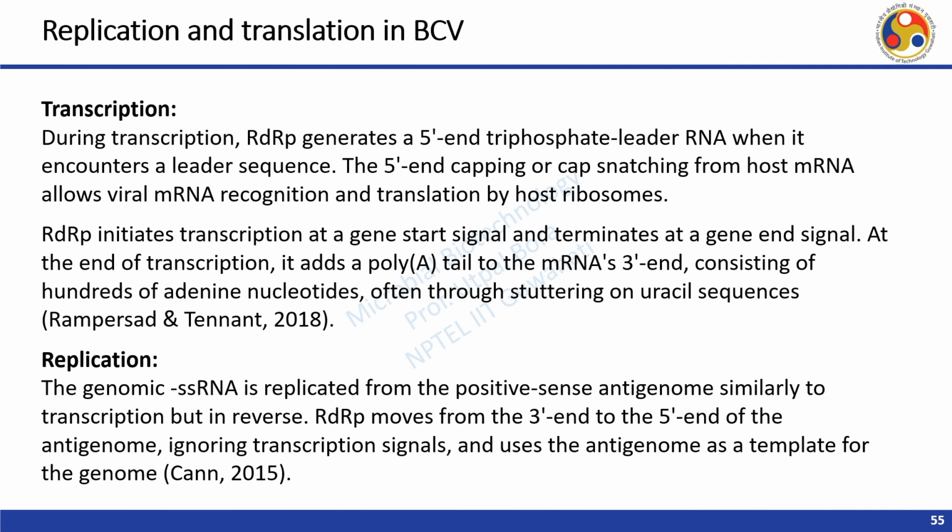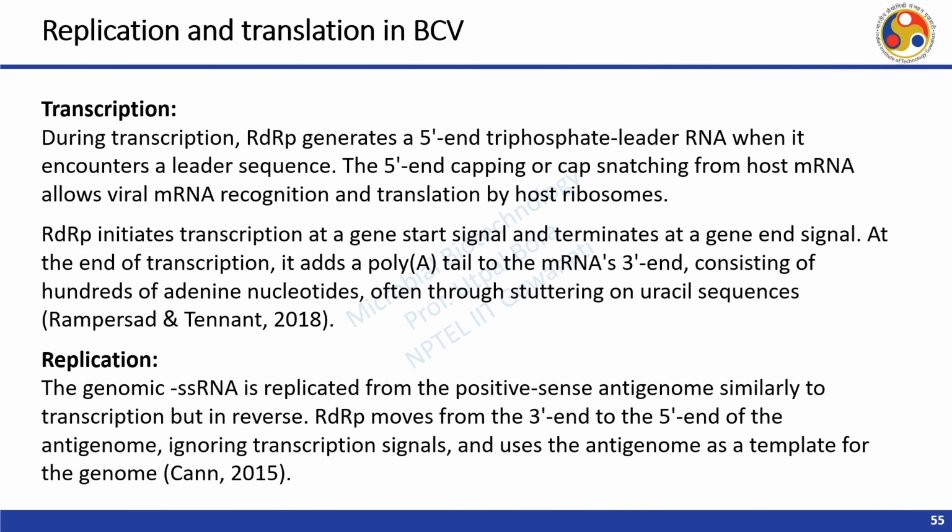How does the replication and translation happen in Baltimore class 5 type of viruses? During transcription, RDRP or RNA dependent RNA polymerase generates a 5' triphosphate leader RNA. When it encounters a leader sequence, the 5' end capping or cap snatching from host mRNA allows viral mRNA recognition and translation by host ribosomes. RDRP initiates transcription at a gene start signal and terminates at a gene end signal.